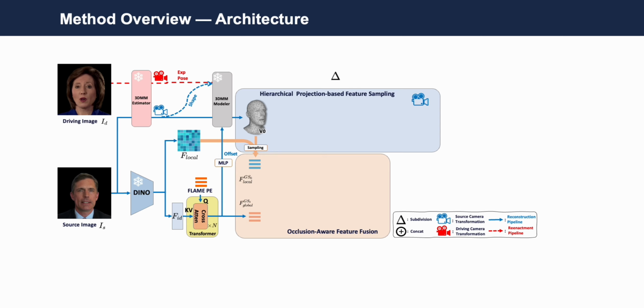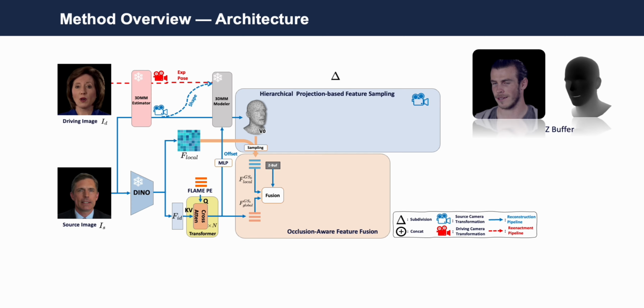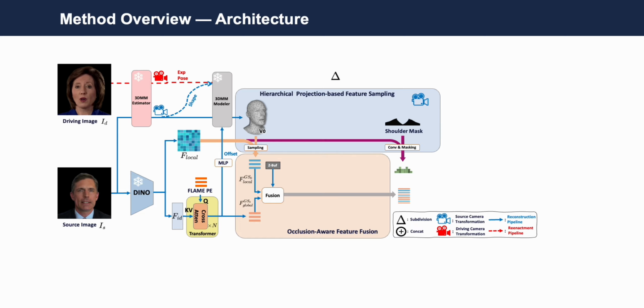To address this, we introduce occlusion-aware feature fusion. It uses a depth buffer to determine which vertices are visible. For visible points, the model fuses local features with global features. For occluded points, it relies more on the global representation. Since FLAME mainly models the face and head, it does not represent the shoulders well, so we predict the head and shoulder separately and then combine them into one unified Gaussian representation. This gives a more complete final avatar.